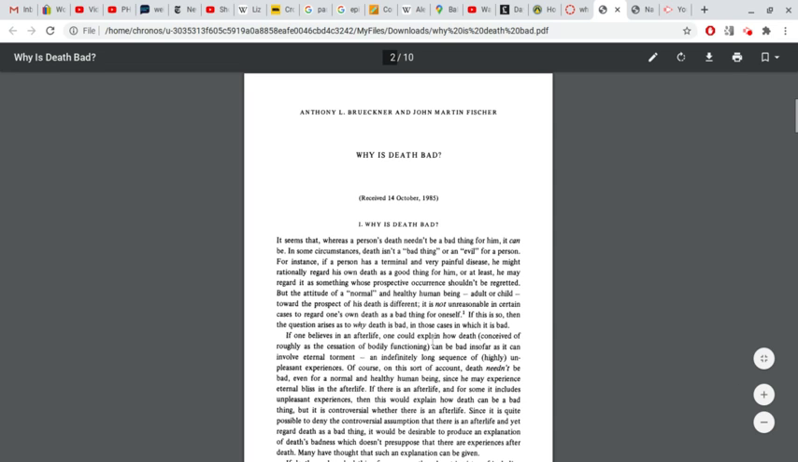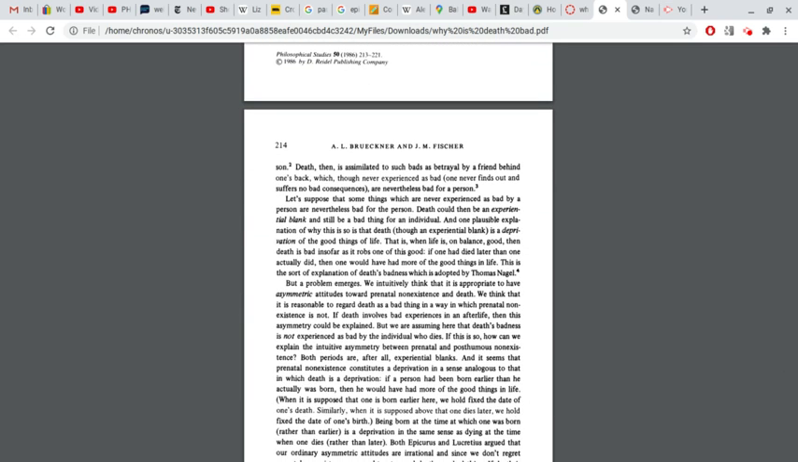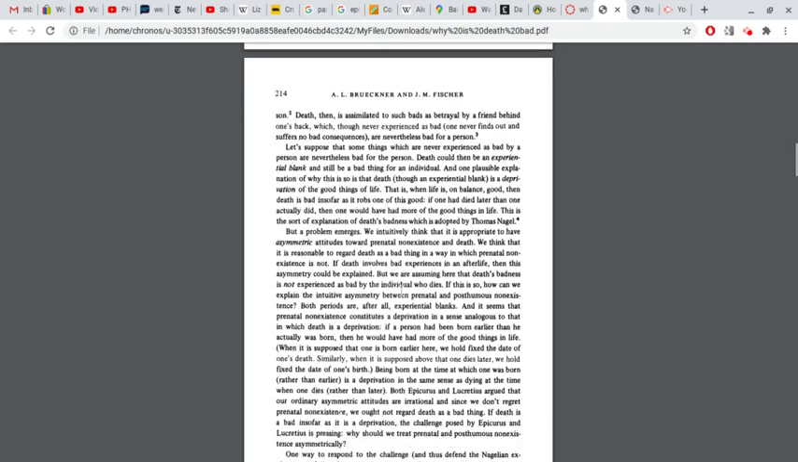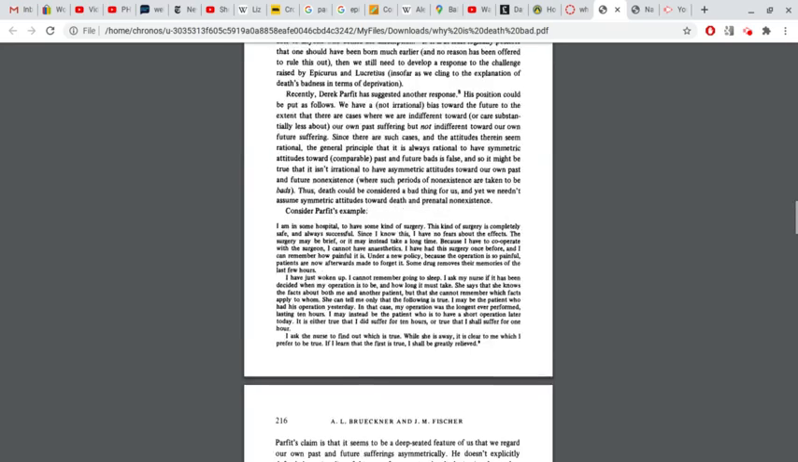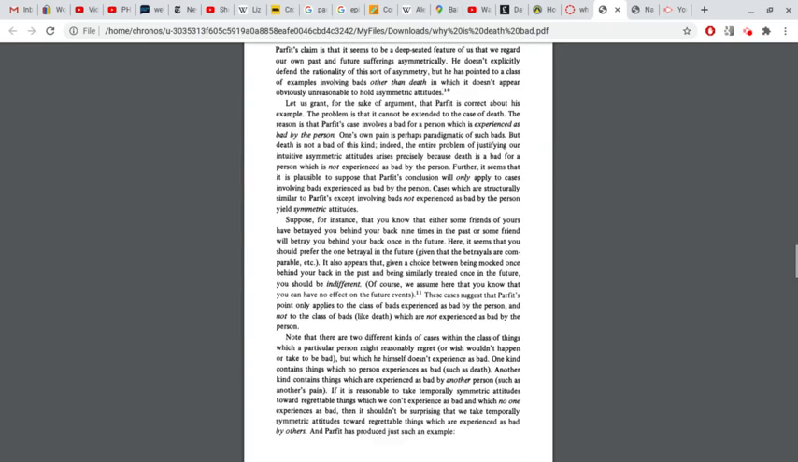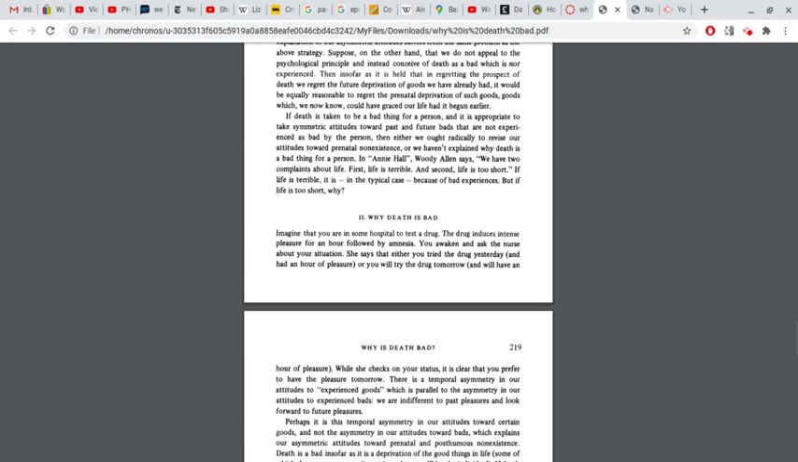The whole point here of this essay is to provide a certain solution to the asymmetry problem. And it's a rather winding road to get there, to see what their solution is, but it is actually presented explicitly, and I would say fairly clearly, at the end, in section two, why death is bad.